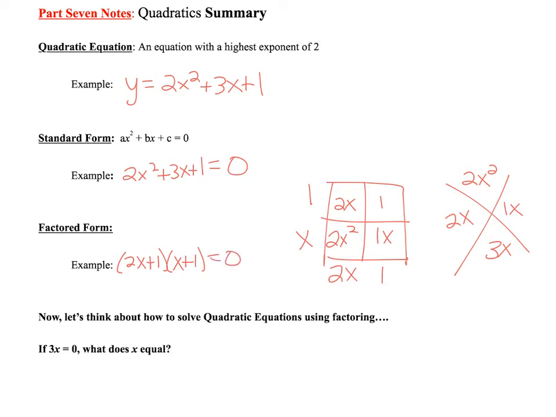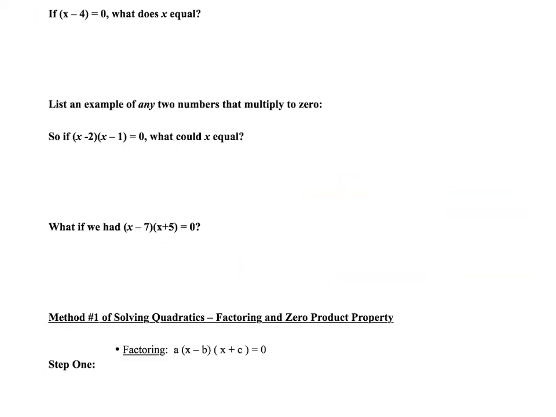Now let's think about how we can solve quadratic equations using factoring. If 3x equals 0, what would x equal? Well, we'll divide each side by 3, and we see that x equals 0. In order to multiply to 0, one of your items has to be 0. So if x minus 4 equals 0, what does x equal? Well, we'll add the 4 to both sides, and we'll see that x would have to equal 4. So that 4 take away 4 gives you 0.